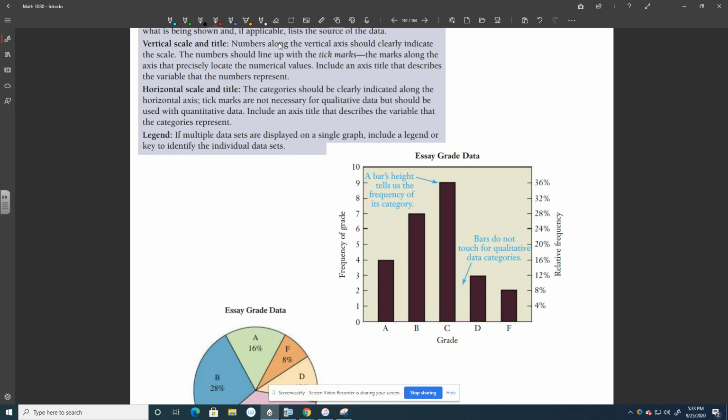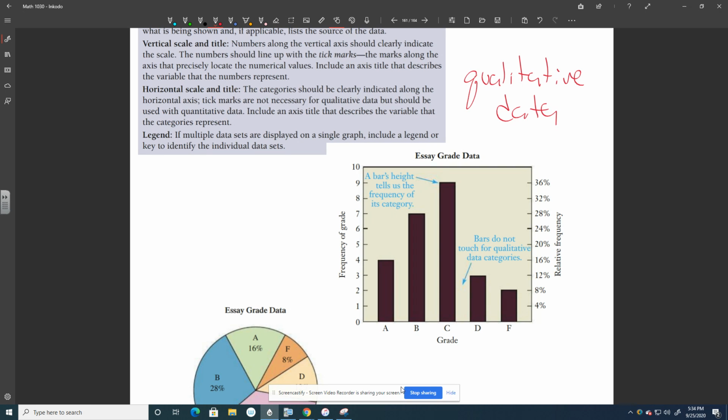You need to have the horizontal scale going across. And usually when we use these bar graphs and when we use pie charts, which we'll get to in just a minute, usually this is not quantitative. This is usually qualitative data. Not always. Sometimes we do this with quantitative, but usually this represents a qualitative set of data, like the A's and B's and C's and D's, okay?